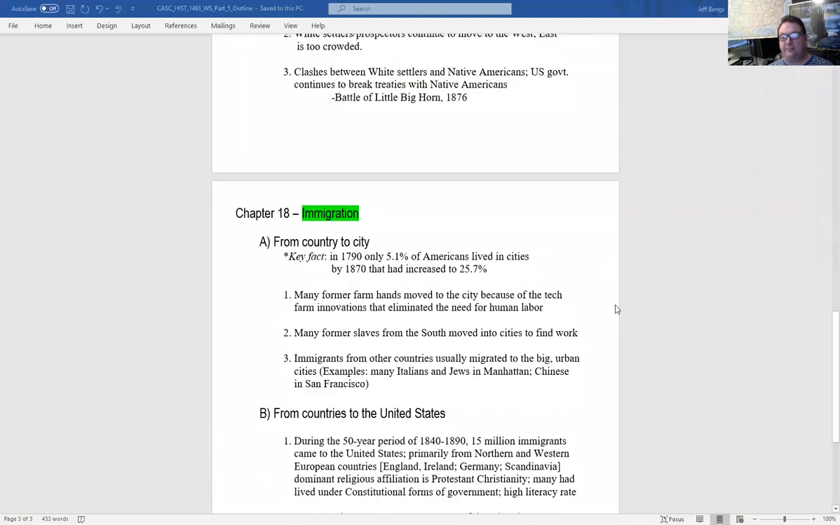So let's look at immigration from rural America, the country, the farmland, to the cities, the big cities in America. In 1790, a little over 5% of Americans lived in cities. So we were dominantly agricultural, 95%, excuse me.